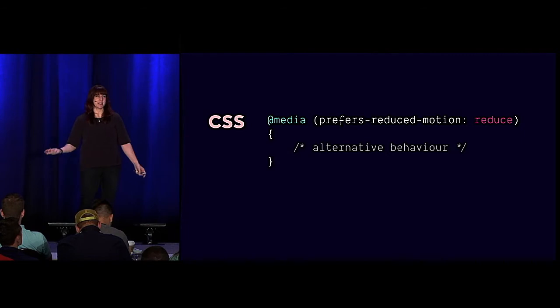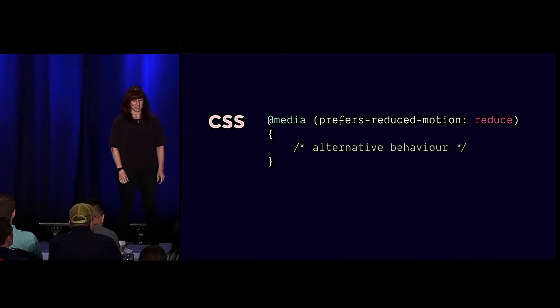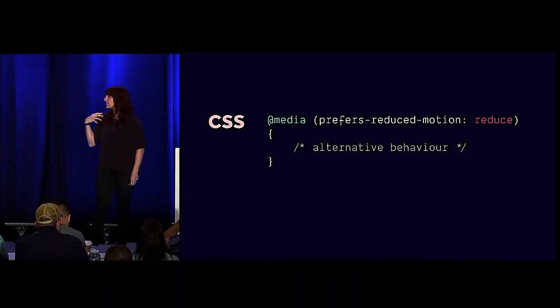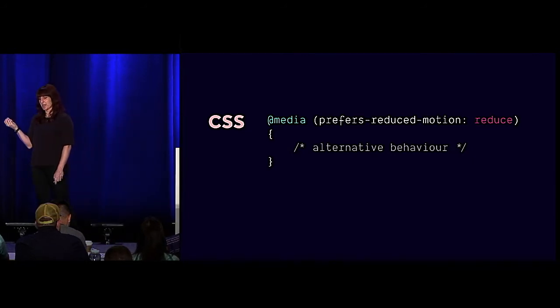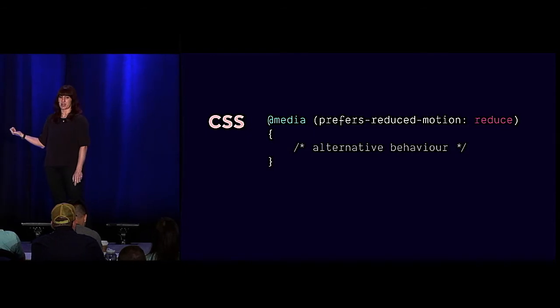Whatever. Like, tell me the setting for this. And if this prefers reduced motion comes back as true, you provide some kind of alternate behavior for the motion that might be triggering. Cool. Generally, the advice is like, stop the animation, provide alternate styling. Done. Or in this comment, alternate behavior.